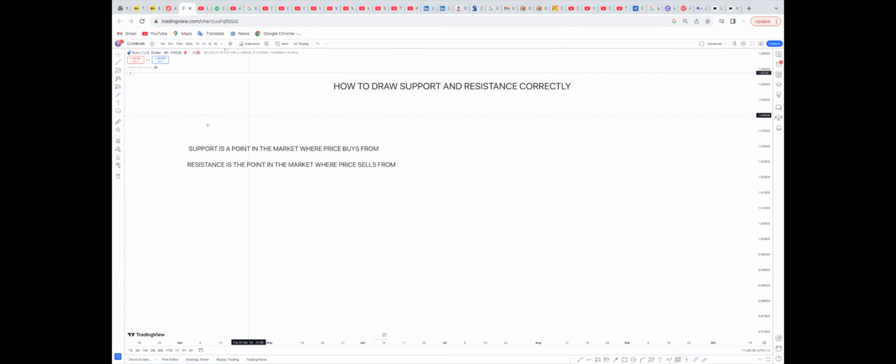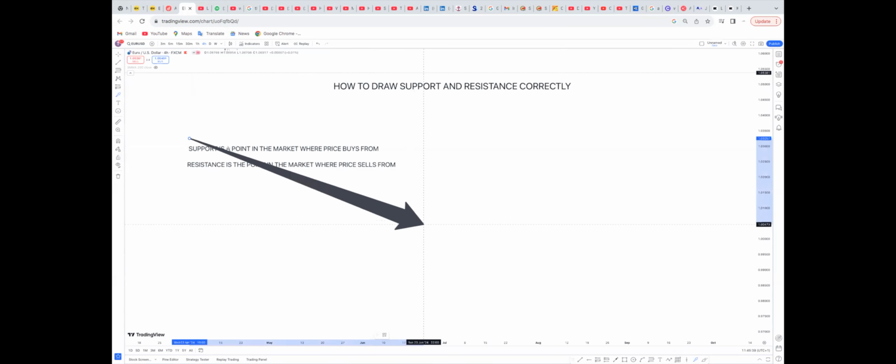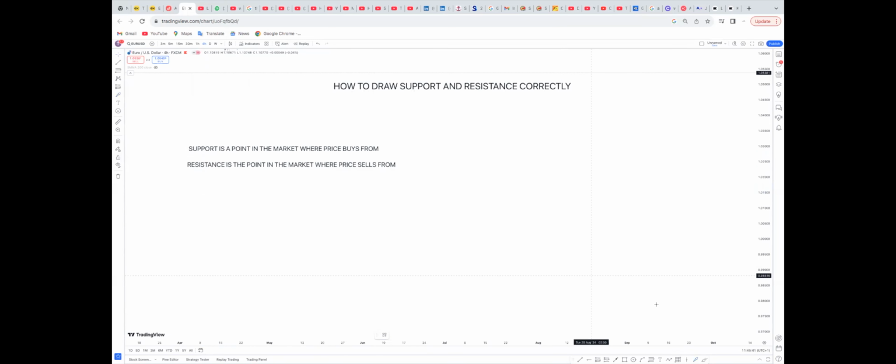Because once you know that support is the point in the market where you want to buy from, meaning anywhere you see your support, your mind is going to buy. And resistance is the point in the market where you want to sell from. So anywhere you see resistance, your mind is going to sell, right? So it's as easy as that.